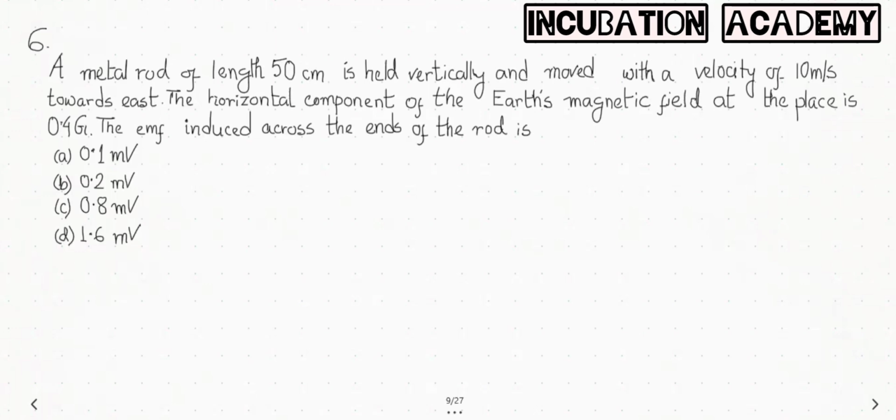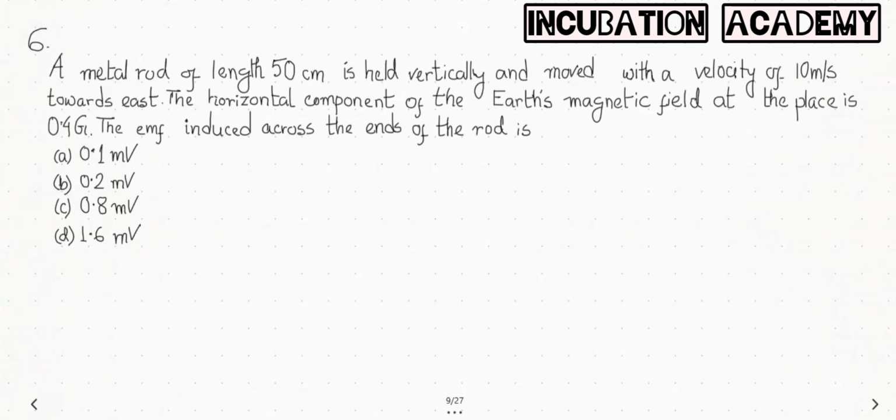The question number 6, the MCQ is: a metal rod of length 50 cm is held vertically and moved with a velocity of 10 meter per second towards east. The horizontal component of the Earth's magnetic field at the place is 0.4 Gauss. The EMF induced across the ends of the rod is option A 0.1 millivolt, option B 0.2 millivolt, option C 0.8 millivolt, and option D 1.6 millivolt.